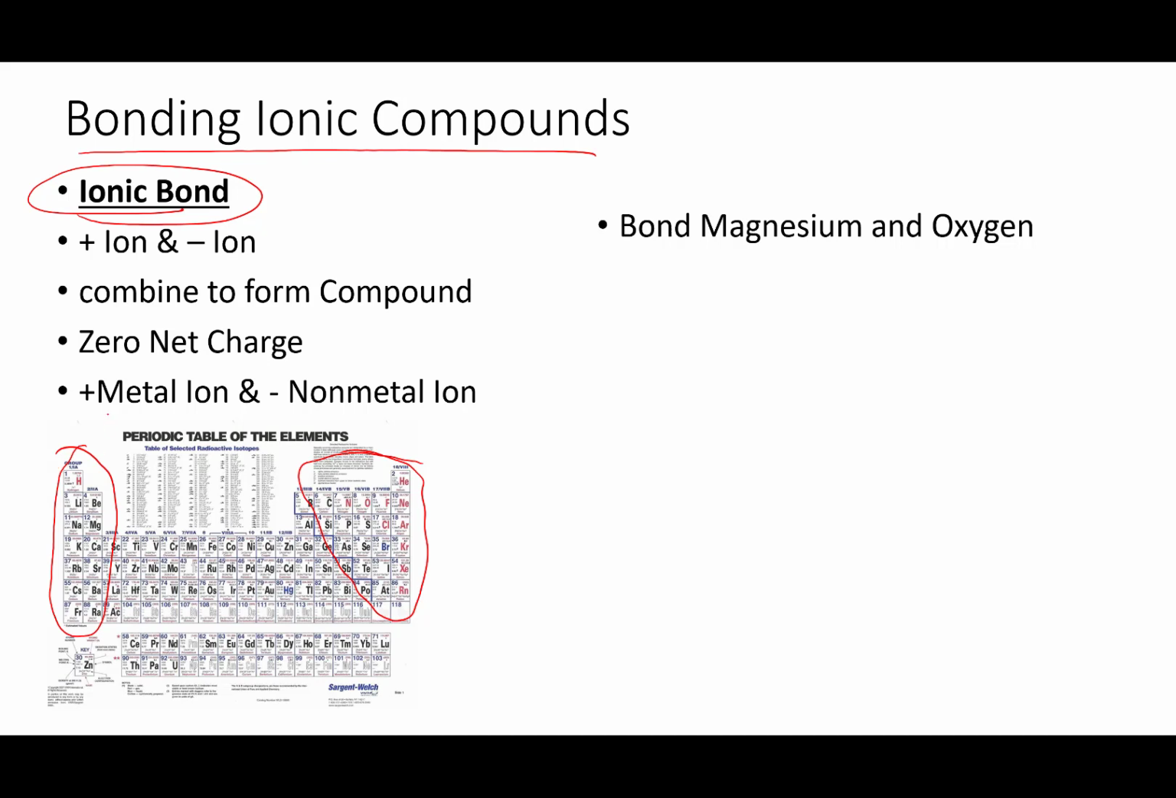Now, metals, as you remember, tend to produce positive ions. Non-metals tend to produce negative ions. And when nature throws these compounds together, it makes compounds that have zero net charge. So let's take a look at how this works.